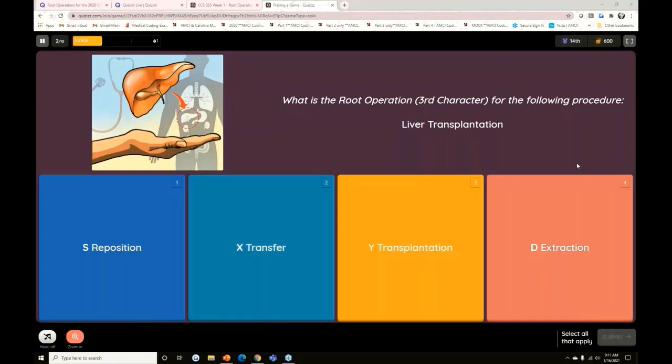Okay, so the next one is, what is the root operation for the following procedure? Liver transplantation. Is it S, reposition, X, transfer, Y, transplantation, or D, extraction? Okay, I think everybody's on board on this one for Y. Unanimous on this one, yes. Okay, let's do it.